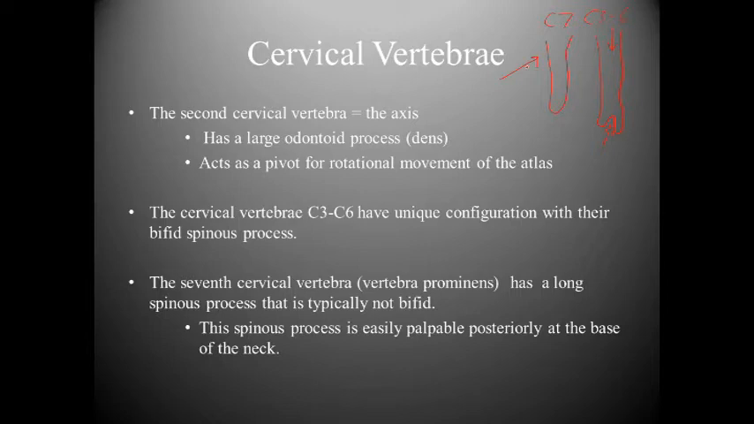This spinous process is easily palpable posteriorly at the base of the neck. So you're going to look for C7 at the base of the neck. You can probably reach around to the back of your neck right now and feel the vertebra prominens, because it's very prominent in every individual.